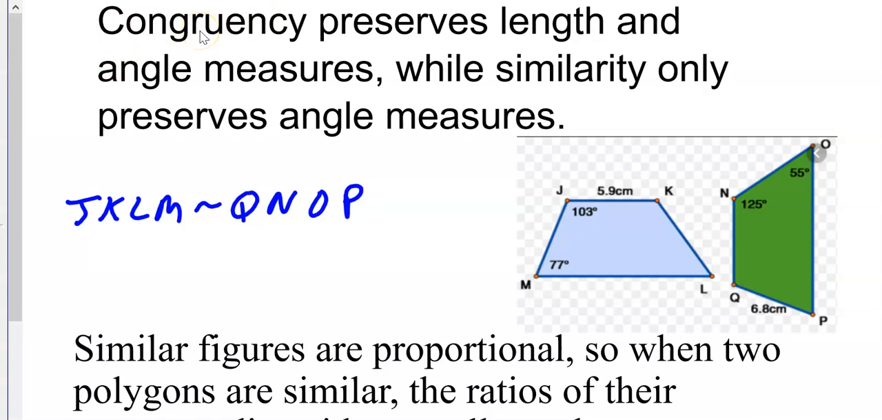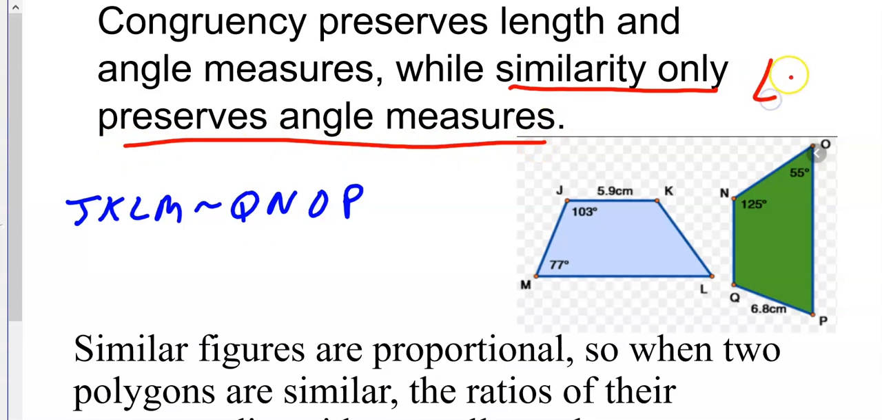Congruency, on the other hand, preserves length and angle measures. So they are not only the same shape, but they are the same size. Similarity preserves angle measures. So angles are congruent if it's similar. So if I know that these are similar, here's my little similar sign, I know that angle J and angle Q would have to be the same angle measure.